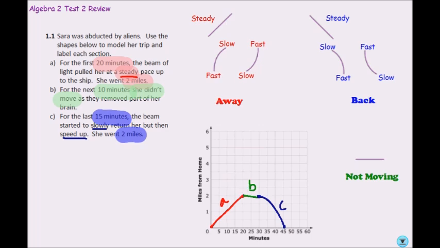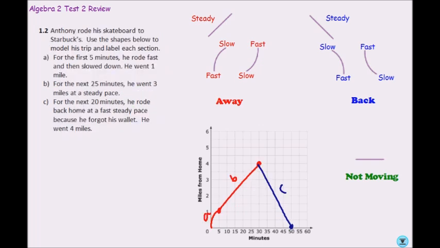All right, so let's check in with you on 1.2. And again, you should have already done this on your own. So you're just checking to see your answer, if you got the right answer or not. So let's look at 1.2. So there was no resting here. Anthony went to Starbucks, forgot his wallet, and he turned right back at home. So that's why the green section, what I'm representing as no change in distance, you don't see that there.